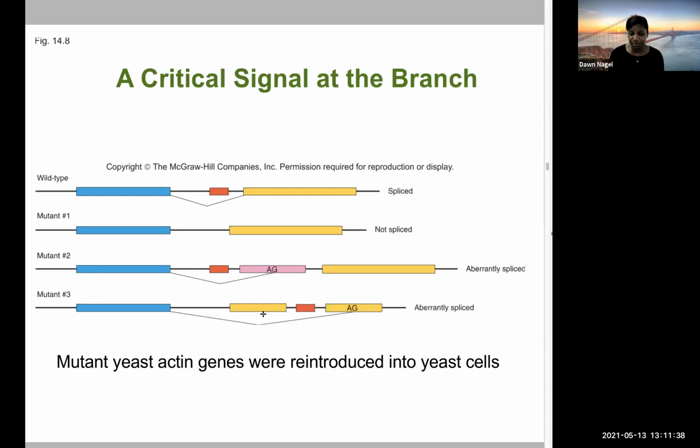If you move it and put it between this exon, and again, you have the branch point here, it will splice where that branch point is because it's not in the correct location, right? And again, you really have aberrant splicing in that context.